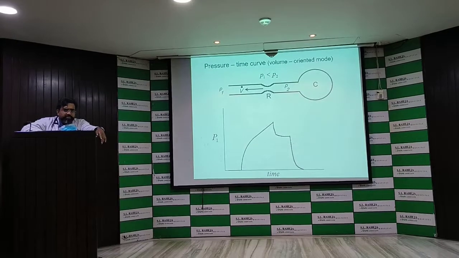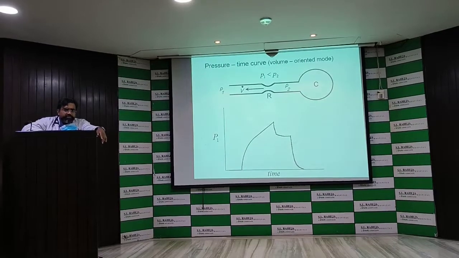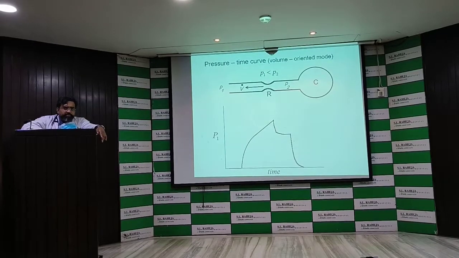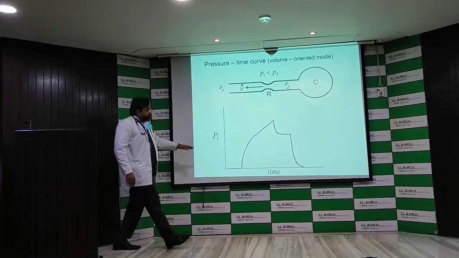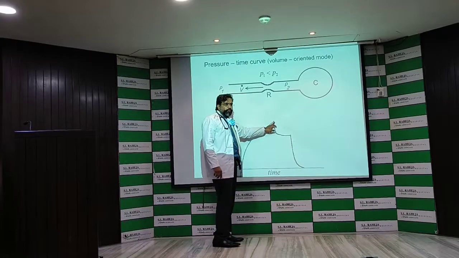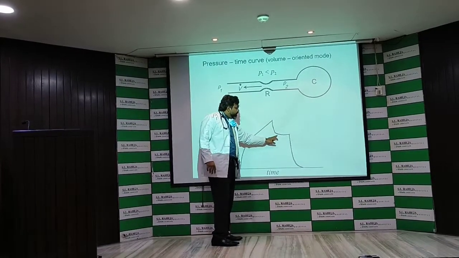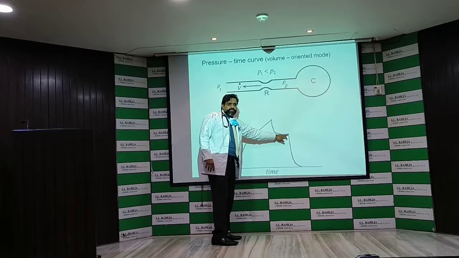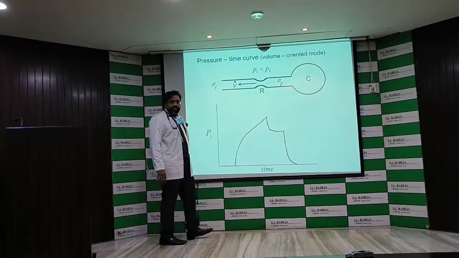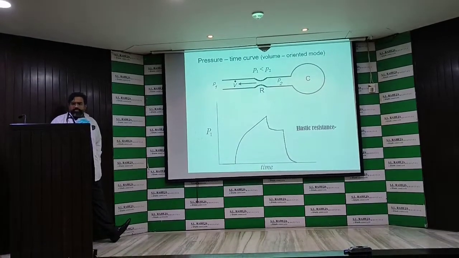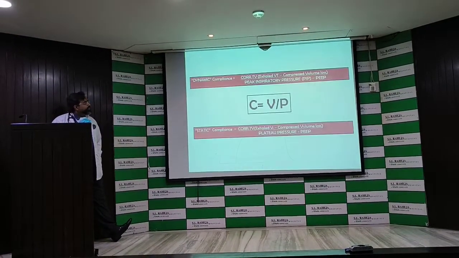Sachin, can you point it out? It's coming down. Downward slope. So here we stopped it. There will be no flow. Then the resistance comes down because there is no flow. So what approximates at the end is elastic resistance. This is elastic resistance. Clear? So you have the elastic resistance coming over here. You understood now the entire waveform?